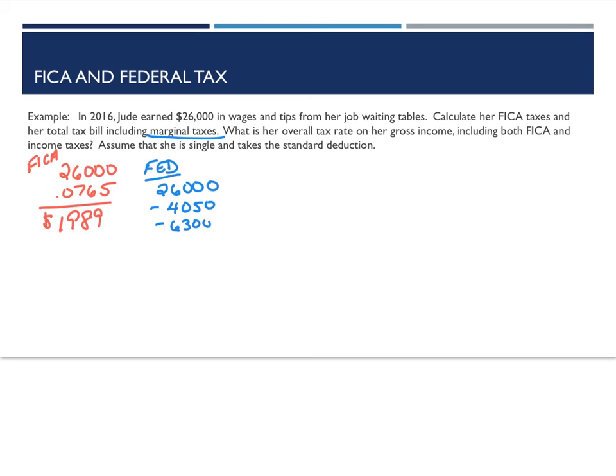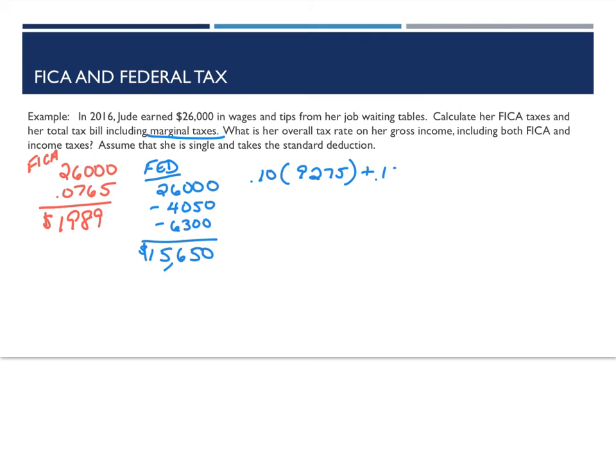$6,300 for her filing status of single, and that leaves her with a taxable income of $15,650. We take $15,650 to the tax tables, and under the single filing status, she pays 10% of the first $9,275.